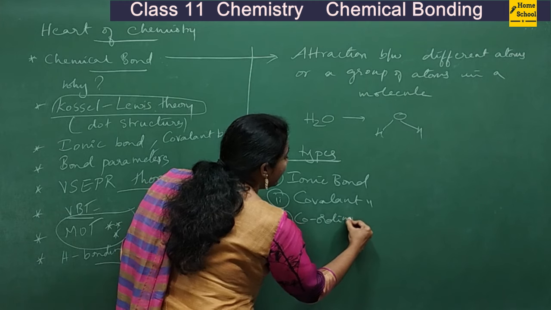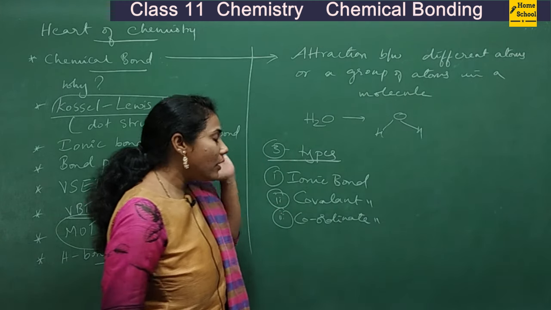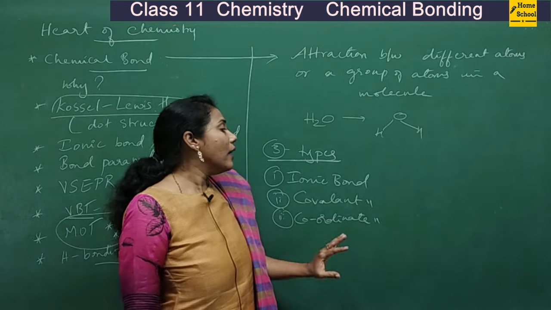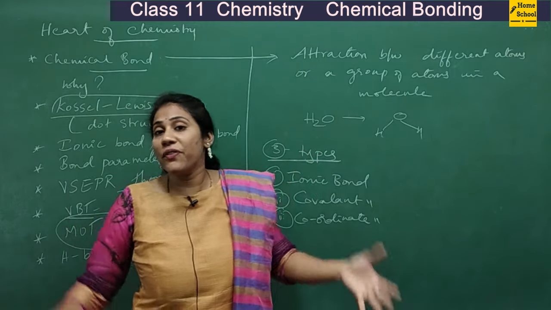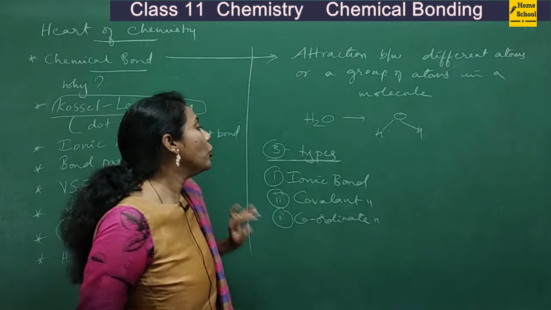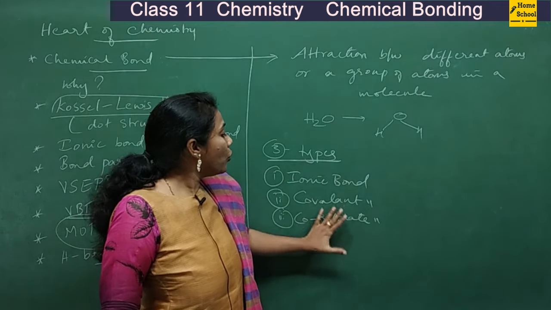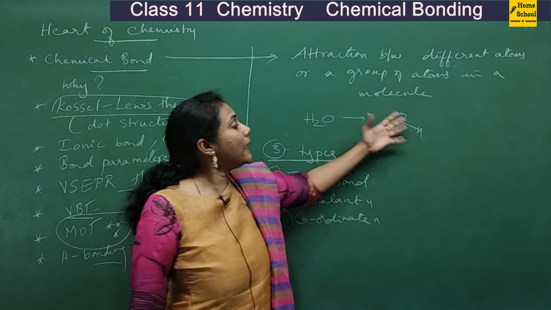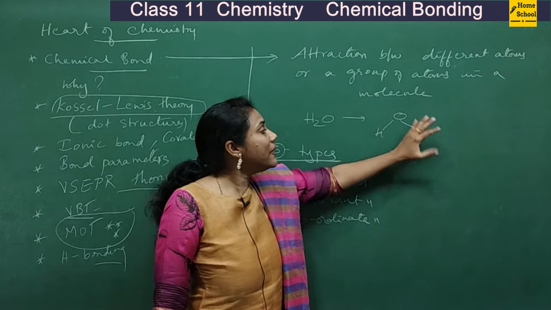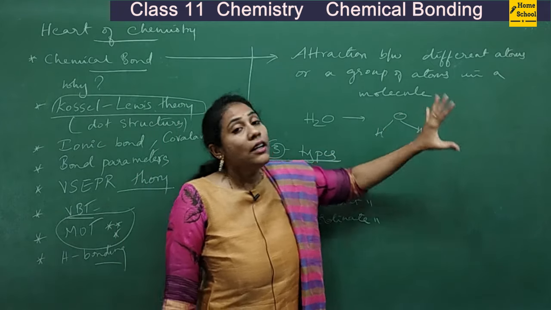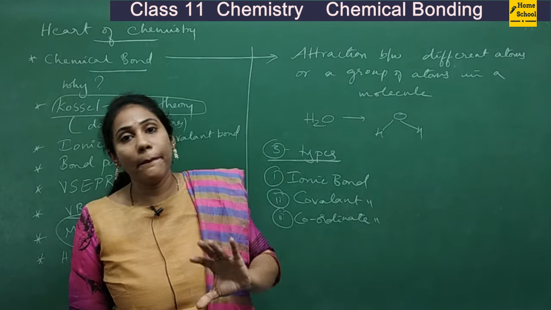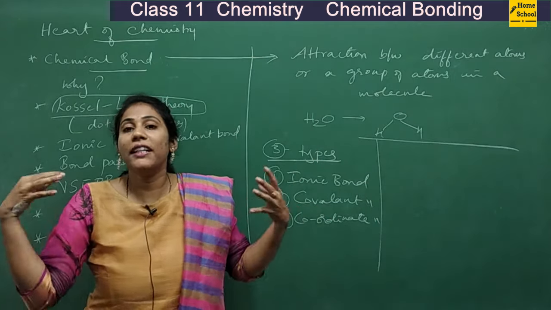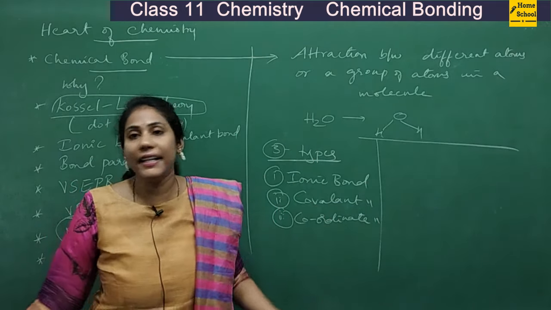Let me give a very short introduction about ionic and covalent bonds today, but their detailed aspects we will study in the next video. So ionic bond, covalent bond, coordinate bond are the three types of attractions you find between the atoms or group of atoms present in a molecule or compound. Hope you got to know the word bond. Bond means just an attraction.